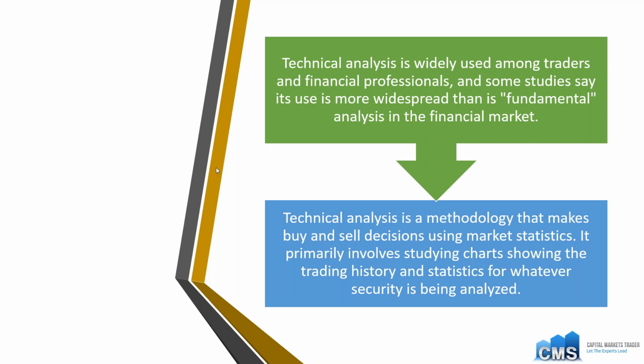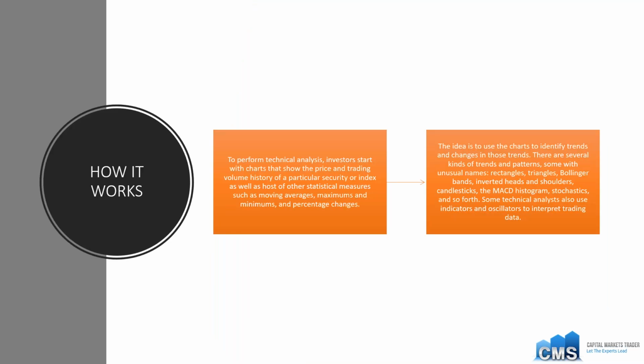Today, whether you're using the charts on CMS Trader or you're using charts from TradingView or you're a professional, you're getting the same charts, and all of these charts will drop these technical indicators immediately for you and do all the calculations. So everybody can use them and gets the information just as fast. Now, technical analysis is a methodology that makes buy and sell decisions using market statistics. It's primarily involved with studying charts showing the trading history and statistics for whatever security is being analyzed.